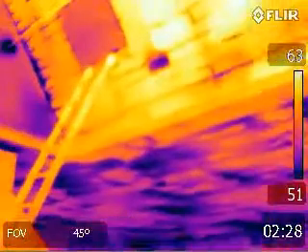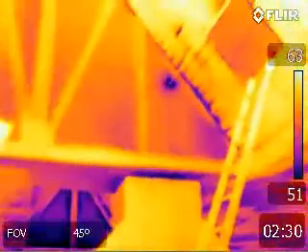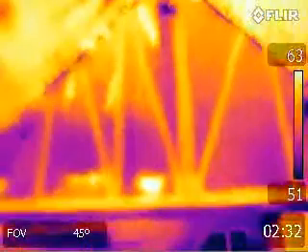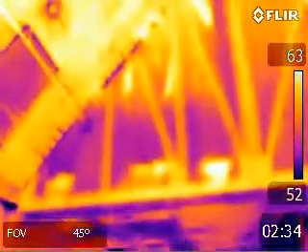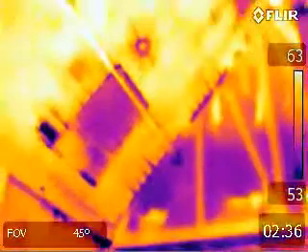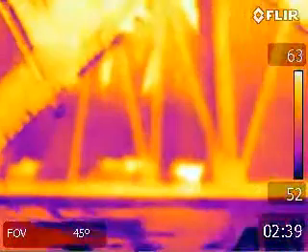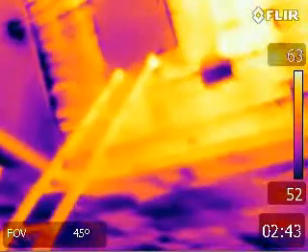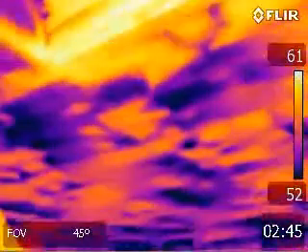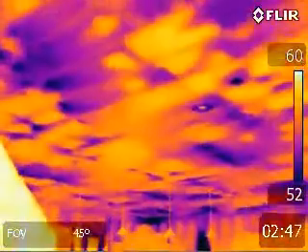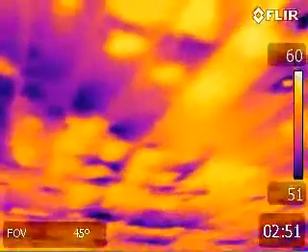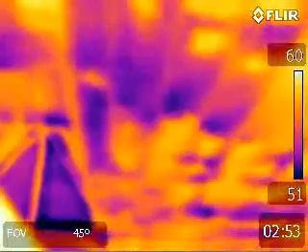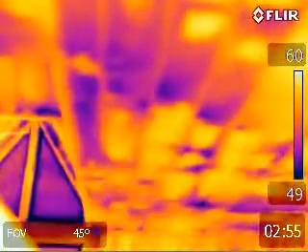But as we can see here, all the cold spots, this area right here, this vertical wall, is not insulated. We see some attic access that is not insulated on either side of this great room. And we see a lot of problems here in this ceiling. Those cold spots should not be showing up.